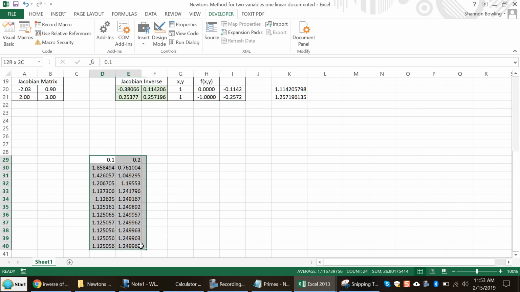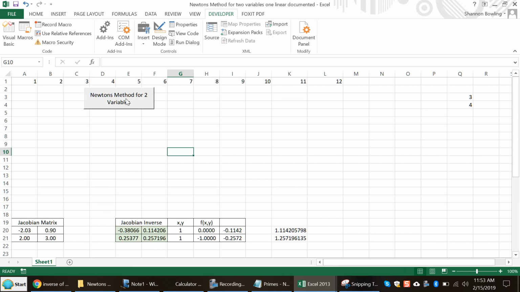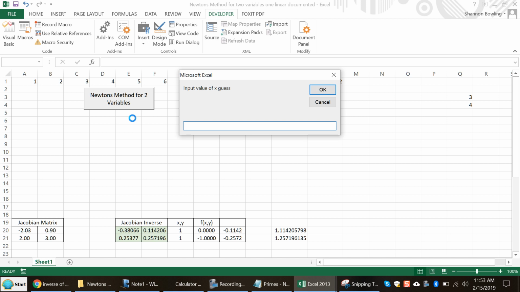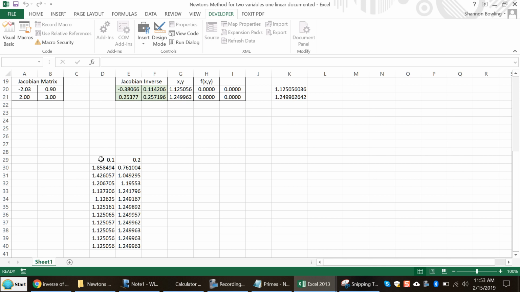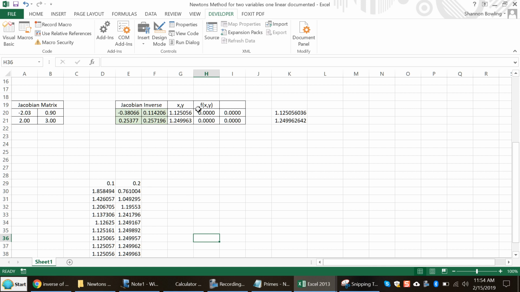Okay, let me run it, and it'll ask me to input the value of x. So let's guess, I don't know, 0.1. The value of y, 0.2. So what it did is it wrote these values. My first guess was 0.1, 0.2. Does that make sense? All right, so then I go in and what have I got here?